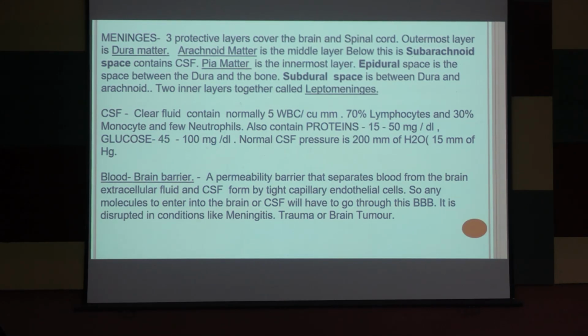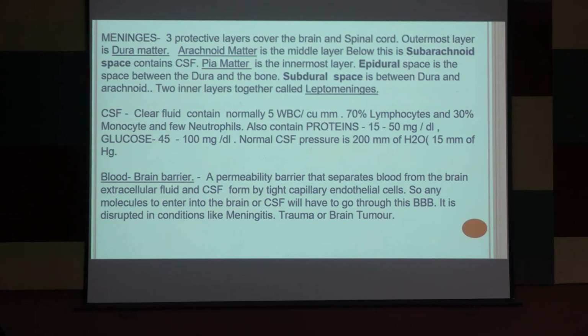So what is the blood-brain barrier? It is a permeability barrier that separates blood from the brain extracellular fluid and CSF, formed by tight capillary endothelial cells. You know there are arachnoid villi in the subarachnoid space, and CSF is produced. That CSF produces the pressure, and CSF is also in constant circulation. It is constantly changing, reabsorbed and again resecreted by the arachnoid villi.